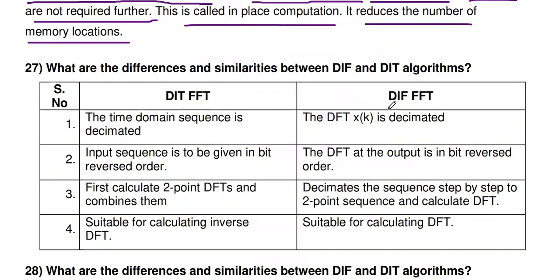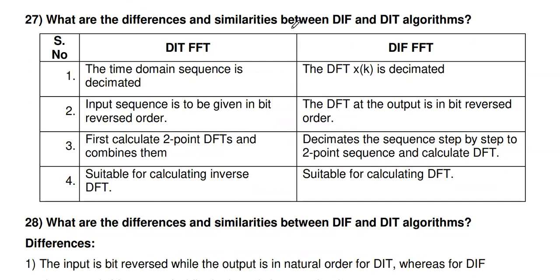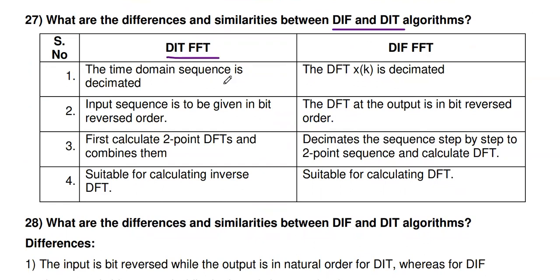Then the next question: what are the differences and similarities between the DIT and DIF algorithms? In FFT there are two algorithms, the DIT algorithm and the DIF algorithm. What is the difference and similarity? In the DIT algorithm, the time domain sequence is decimated. So the x of n sequence is decimated.